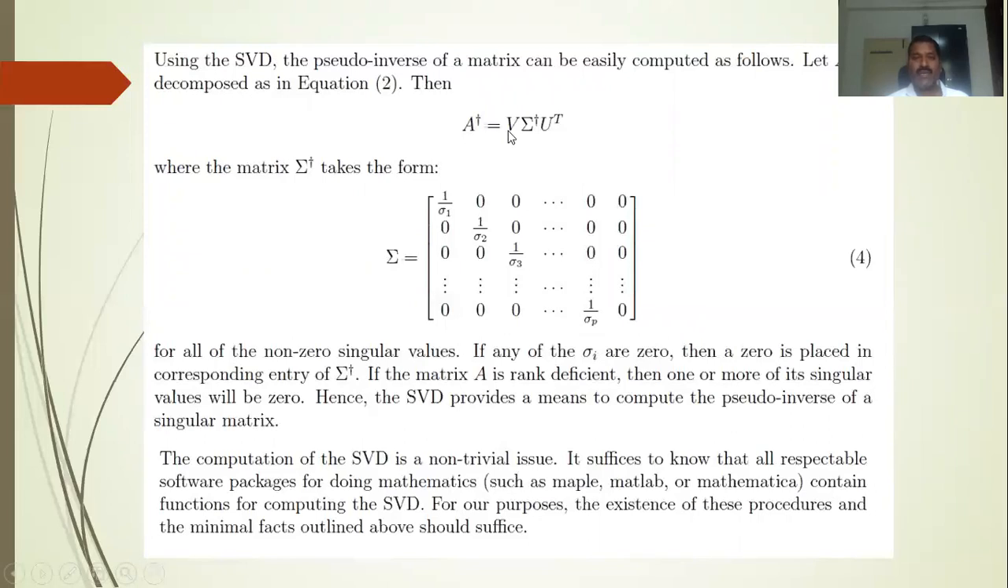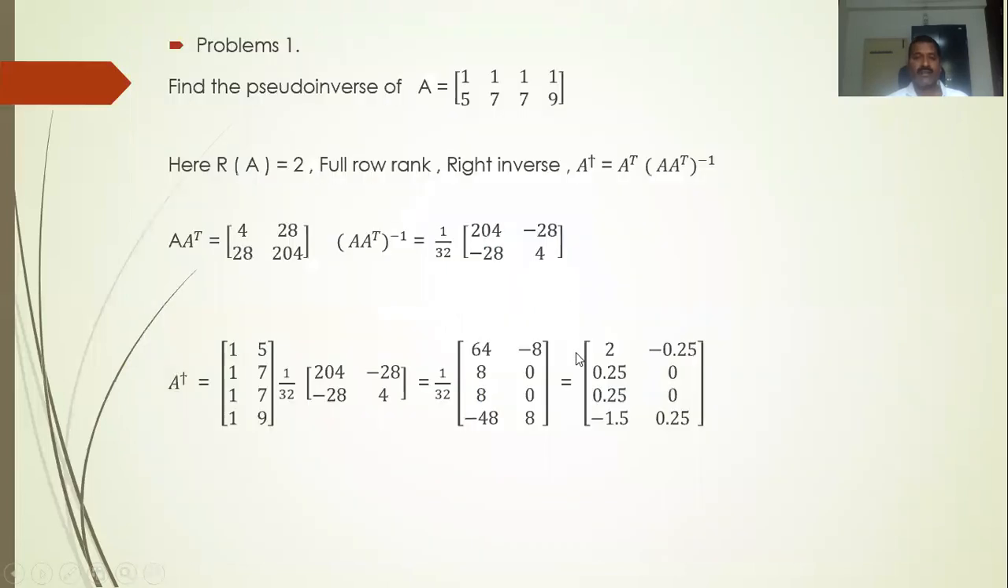Once you have a singular value decomposition, A equal to U sigma V transpose, then U you have in your hand, V you have in your hand. The only thing is you have to compute that sigma plus. Sigma plus is nothing but the reciprocals of those singular values. Here it is: A plus is given by V sigma plus U transpose. Let's do a couple of problems.